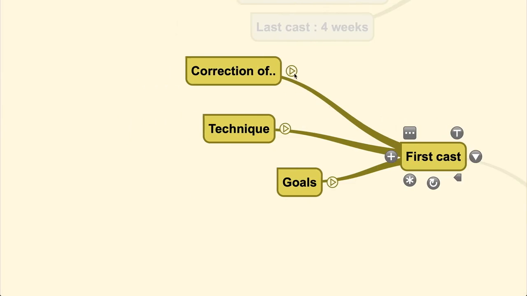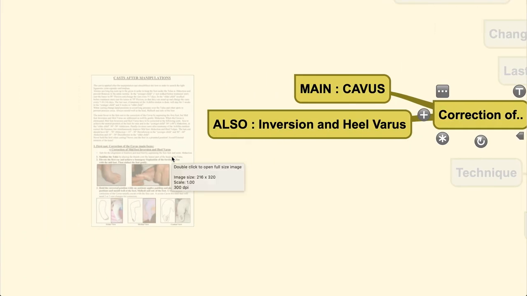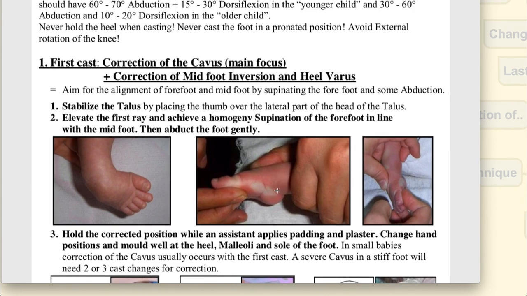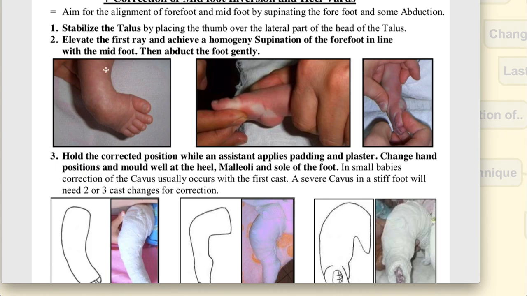The first cast should always allow correction of the cavus, but at the same time, the heel inversion and heel varus are also gradually corrected. So for the first manipulation, you are trying to correct the cavus. You can see here that the cavus is our main focus, and the way to do that is to elevate the first ray and achieve a homogeneous supination of the whole forefoot. You do that by applying pressure from underneath the foot to the heads of the metatarsals, or some would say to elevate the first metatarsal or elevate the first ray.